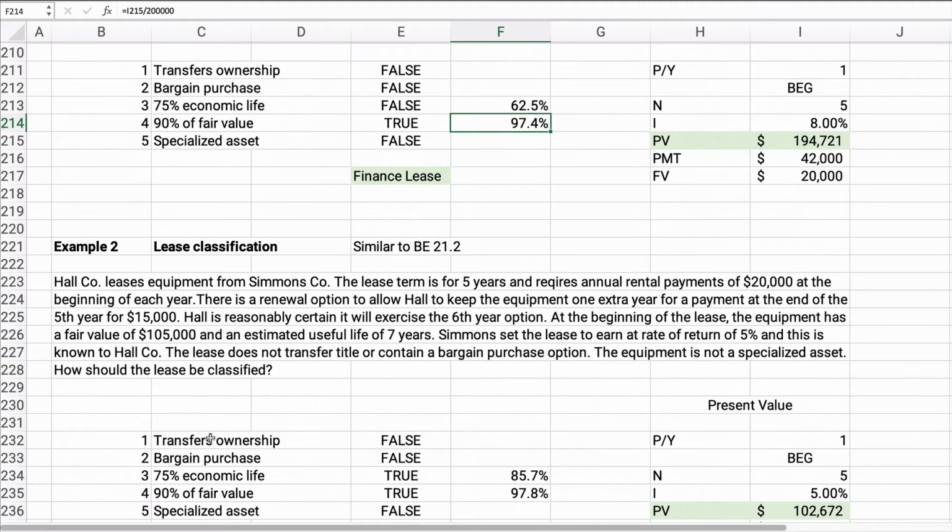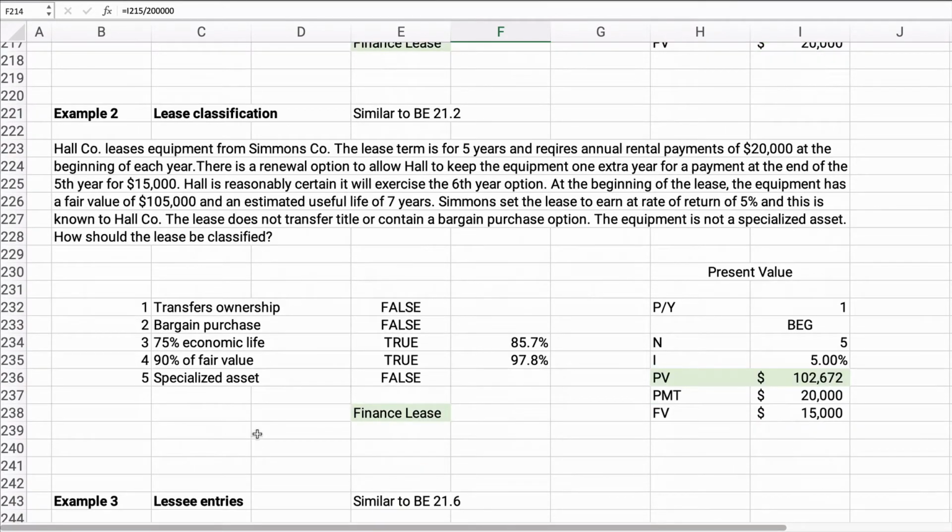All right, example 2 is very similar to brief exercise 21.2. So let's look at this and see what we know. We lease equipment for 5 years. The annual rental payments is $20,000, so I put $20,000 down here. There's a renewal option to allow Hall to keep the equipment for 1 extra year at the end of the 5th year for $15,000. Hall is reasonably certain it will exercise the 6-year option. So this makes it a 6-year lease rather than a 5-year lease.